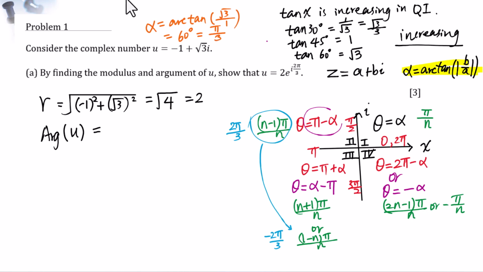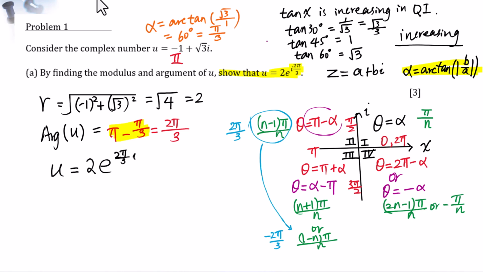Since this complex number is in the second quadrant, the argument of u equals pi minus pi over 3, which is 2 pi over 3. Since this question says we need to show that the argument is 2 pi over 3, you need to show this step. Therefore, u equals 2e to the power of 2 pi over 3 i.